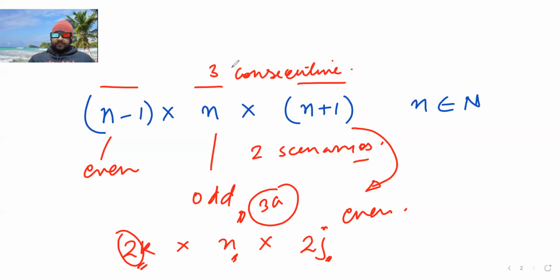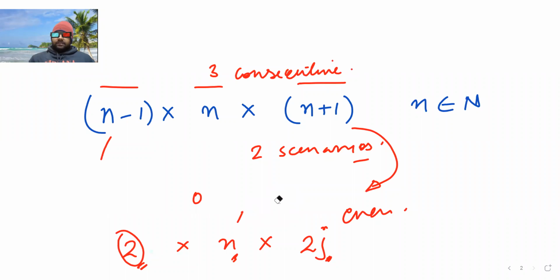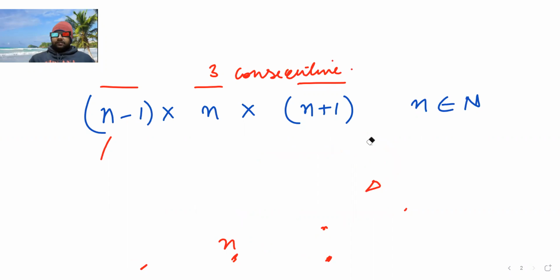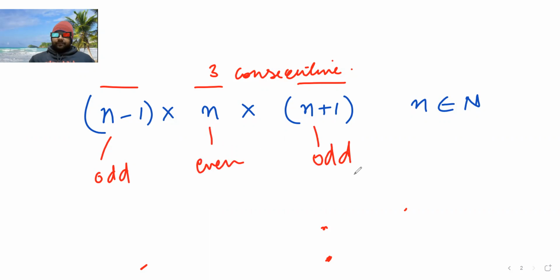There will be a second scenario. What will the second scenario be? In the first scenario, I assumed that there are two even numbers. In the second scenario, I'll assume that this is odd, this is even, and this is odd. Now, if this is even, I can write it as 2k. So one factor of 2 I already have in the expression.